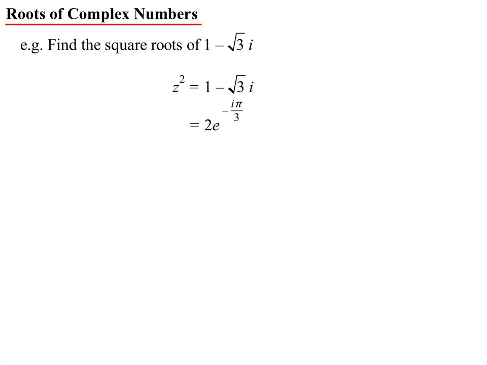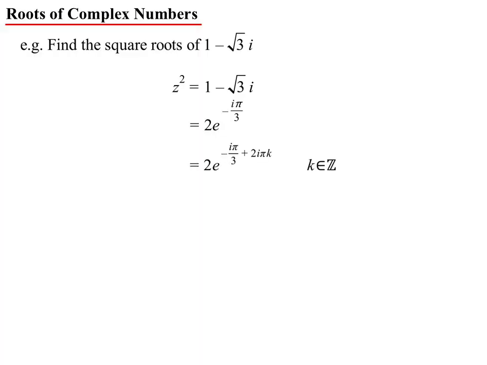Finding roots of numbers now. Yet another way we could find the square root of a number. So let's find the square roots of 1 minus root 3 i. Now we'll put it in exponential form. So 1 minus root 3 i would become 2e to the power of minus iπ on 3. But what we just saw was, hang on, remember our new relationship.